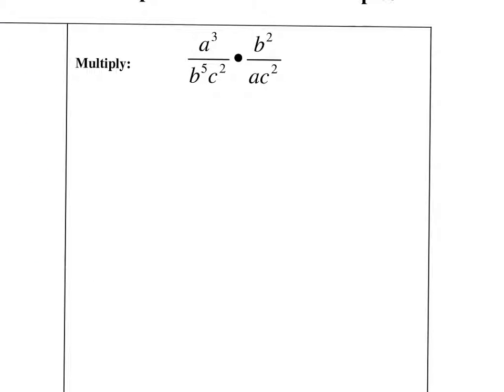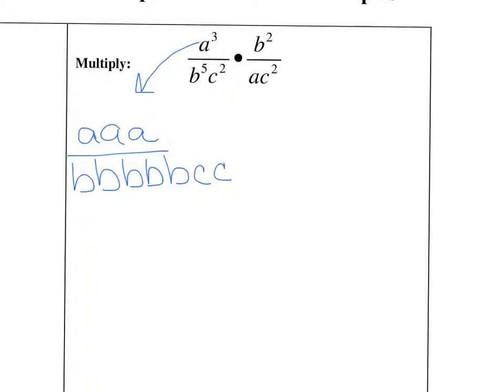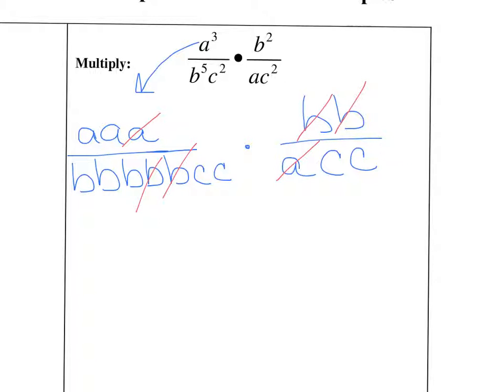All right, same idea here with the variables. A cubed, a times a times a, b to the 5th, c squared, times b squared over a, c squared. And then we're going to cross cancel. One of these a's will cross cancel. A couple of these b's will cross cancel. Don't make the mistake of canceling these c's with these c's. They're horizontal. They're both on the bottom, so they are not going to cancel.